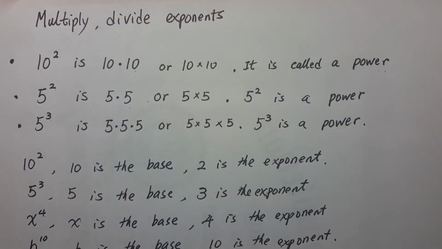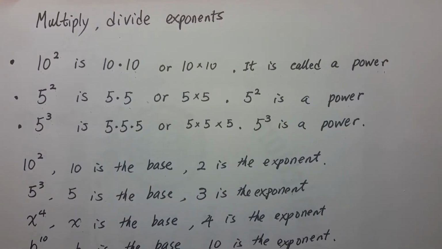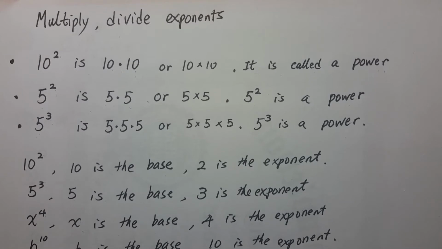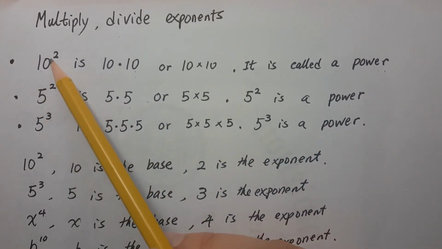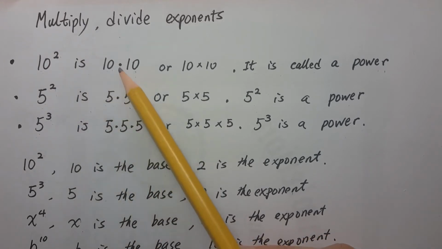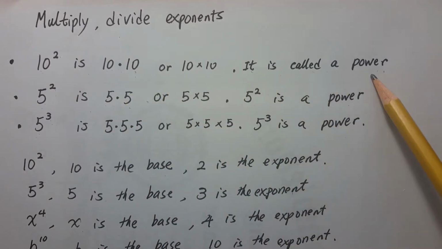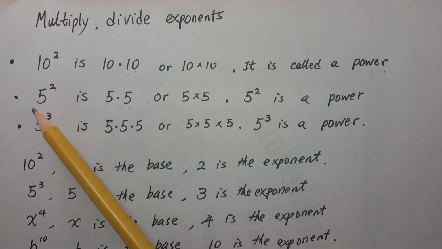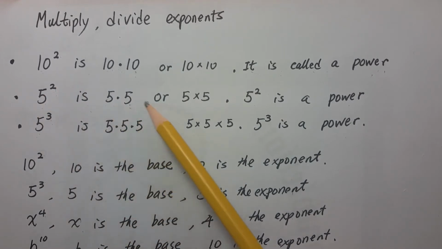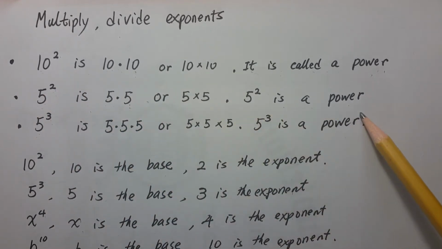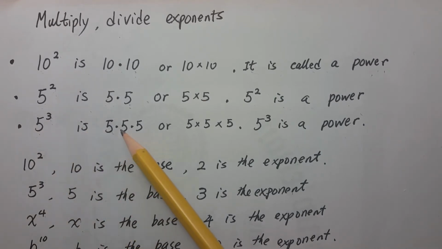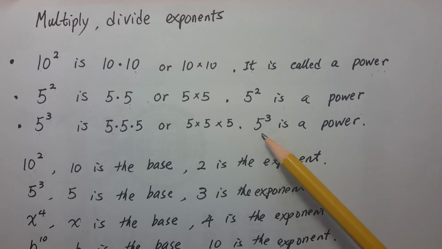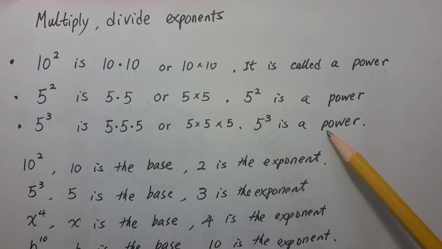Today's topic is to multiply and divide exponents. So let's take a look here. We'll just review a little bit. 10 squared means 10 times 10. It is called a power. There's another name for it. 5 squared is 5 times 5. 5 squared is also called a power. 5 to the third power is 5 times 5 times 5, 3 of them. And 5 to the third power is also called a power.